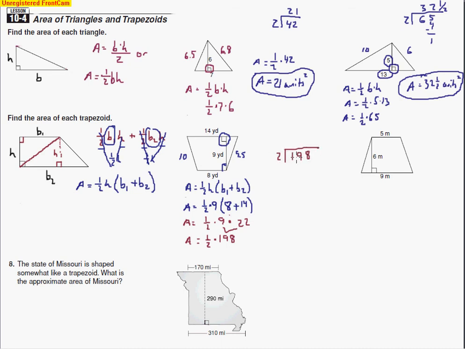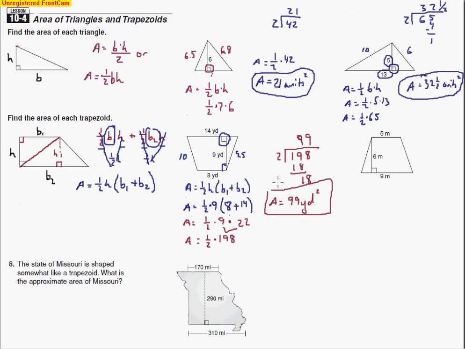Well, 2 goes into 19, goes in there 9 times. And that leaves me with 18. Subtract, I get 1 left over. 2 goes into 18 9 times. So there's my area. Area equals 99. Now this time I have units, yards. Yards squared. That would be my answer.